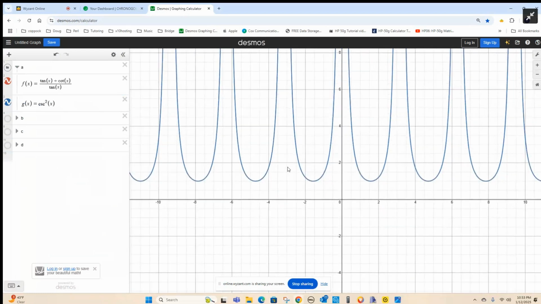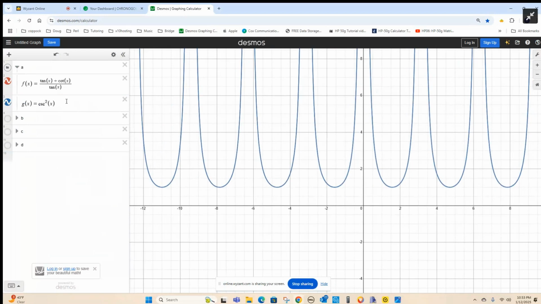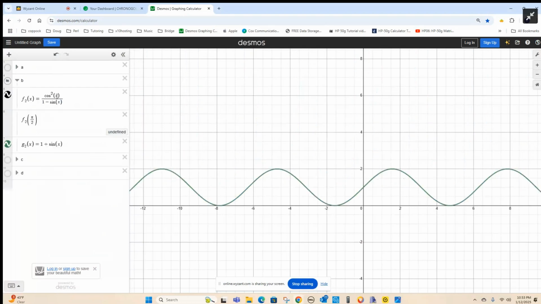I didn't graph the vertical asymptotes. For part B, cosine squared over 1 minus sine of x. The original, that's this function right here. There's the graph, f of 2, and notice that f sub 2 of pi over 2 is undefined, and that would be the same for any multiple of pi over 2 plus 2k pi.